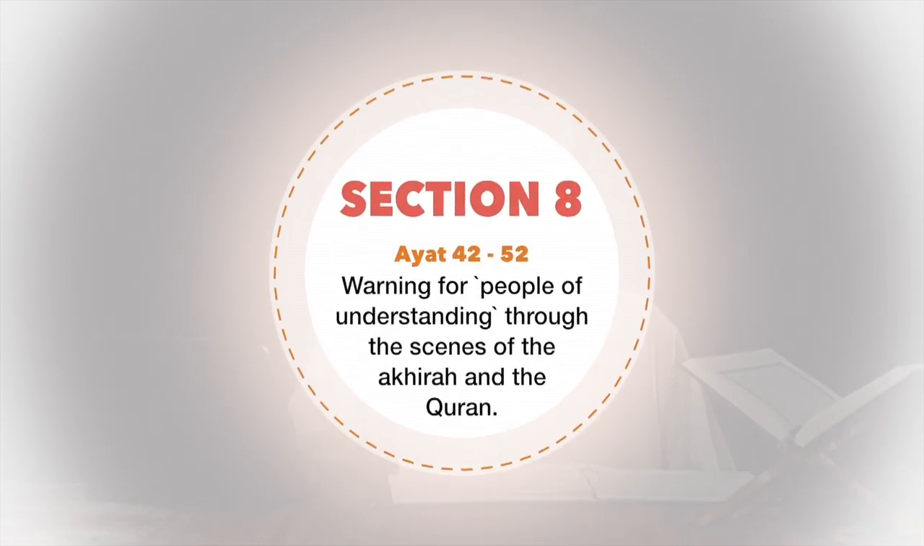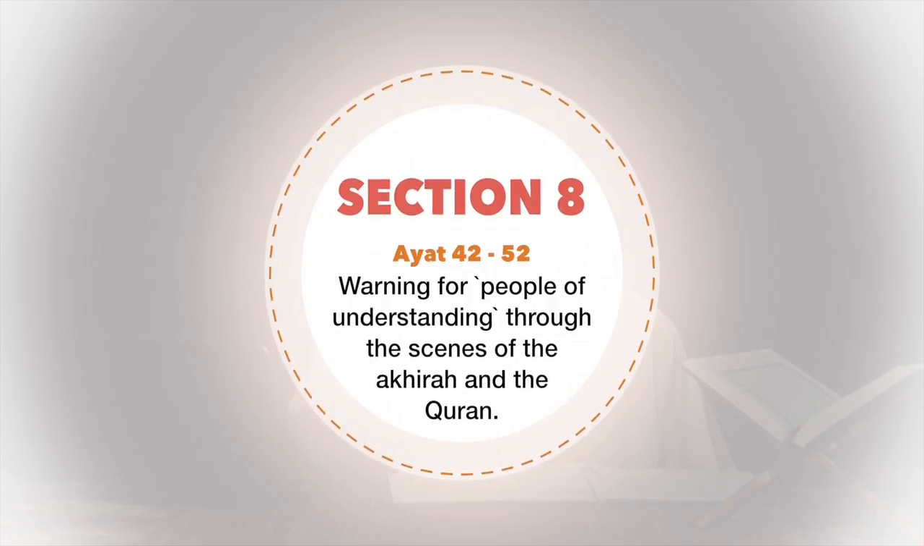And the last section that we want to take for Surah Ibrahim is a warning now. Allah Ta'ala is warning the people of understanding. Ulul albab. We have been mentioning this word quite a few times. First time we mentioned it in which surah, do you remember? Al-Baqarah. You sure? Ali Imran. Ayah 190. And then before that in the beginning of Surah Ali Imran. Good, mashallah. So this is a warning for people of understanding through the scenes of the Akhirah and the Quran.